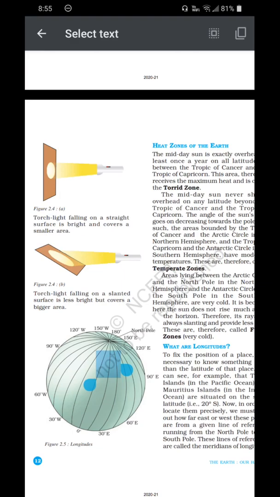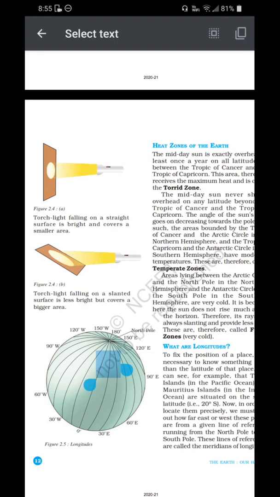Heat zones of the earth. The midday sun is exactly overhead at least once a year on all latitudes between the Tropic of Cancer and the Tropic of Capricorn. This area therefore receives the maximum heat and is called the torrid zone.